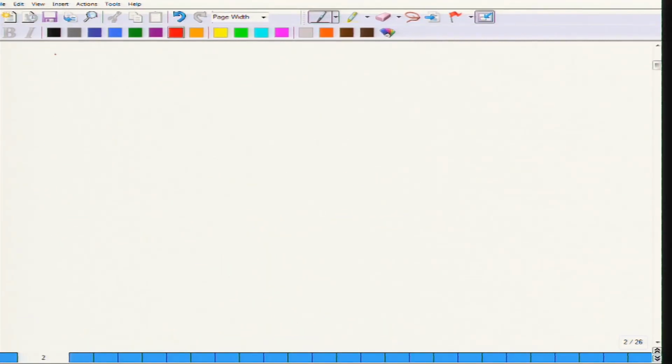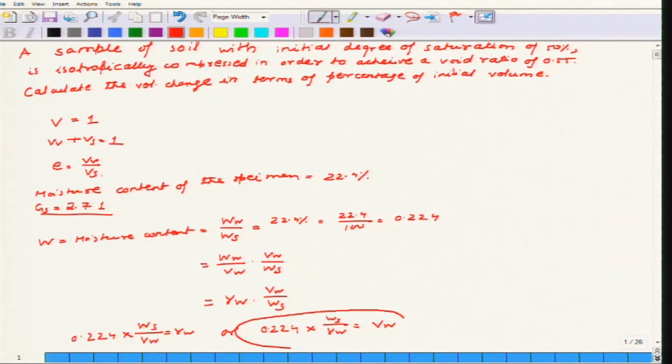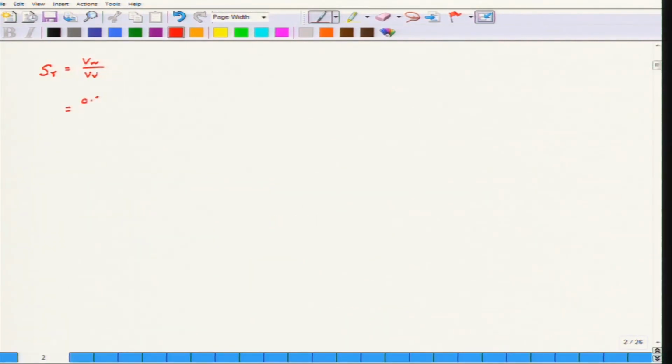Now, moving to the next part, that is the degree of saturation. We also know that the degree of saturation can be written in terms of volume of water by volume of voids. Now, from our first relation we already know that the volume of water is 0.224 into Ws by gamma W. So, we are going to write that. So, we know that 0.224 into Ws by gamma W into Vv.